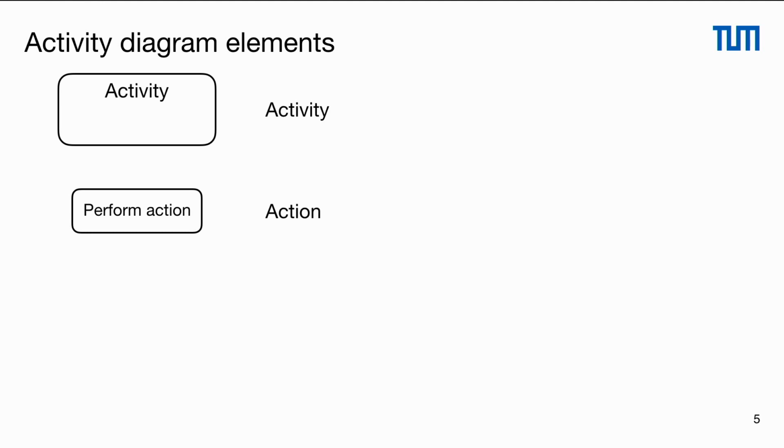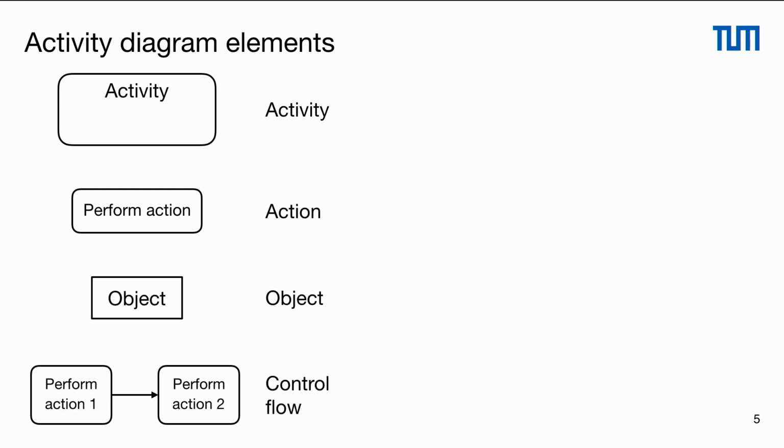We also have objects in an activity diagram that are used as inputs to a certain action or that are created during the action so that they act as an output. And we can have a control flow between multiple actions or actions and objects by using simple arrows.